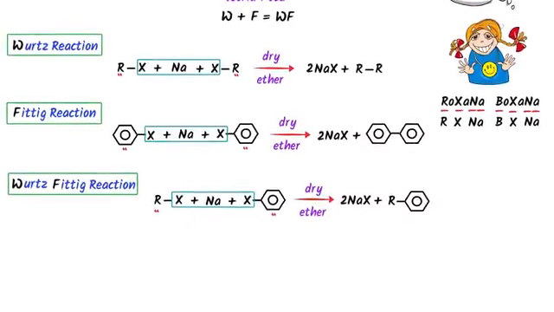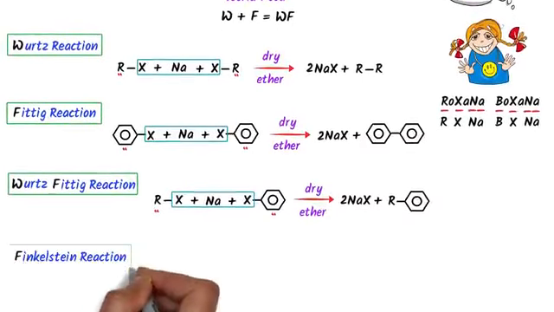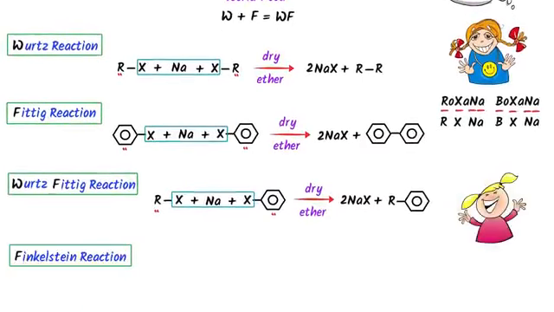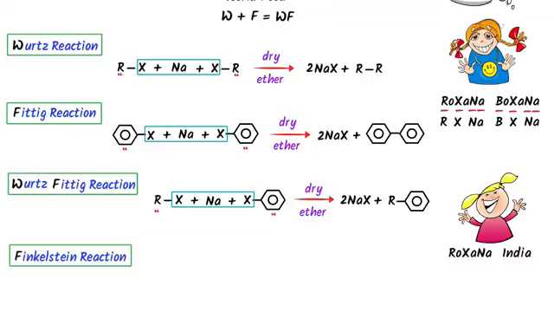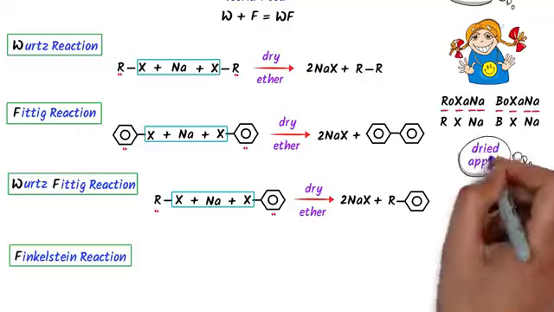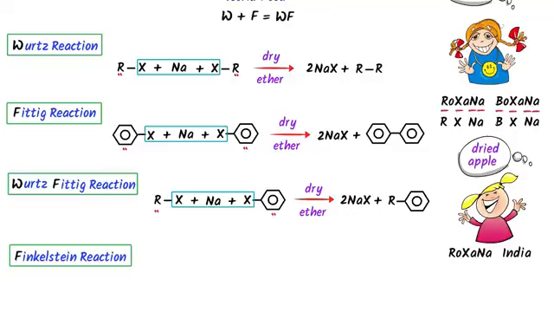Fourthly, this F also stands for Finkelstein reaction. Now let's consider the sister of Ruxana Buxana. Let the name of her sister be Ruxana India. She loves to eat dry apple. Remember that I again capitalize every second letter in Ruxana India.